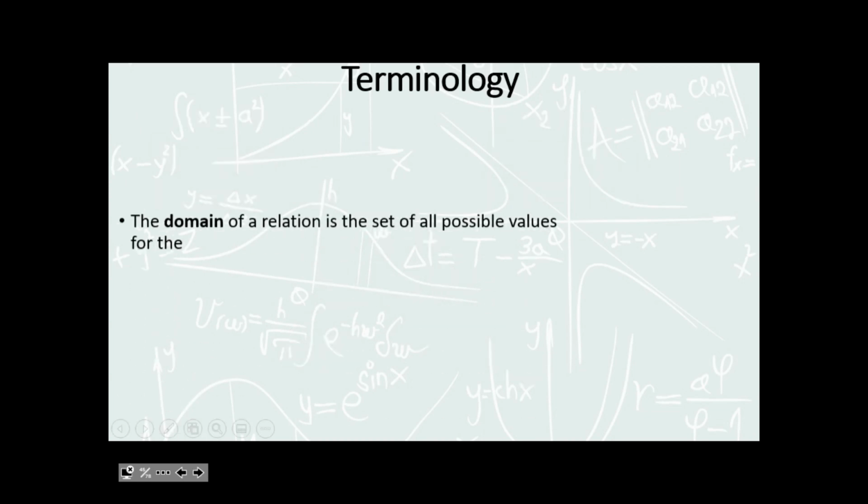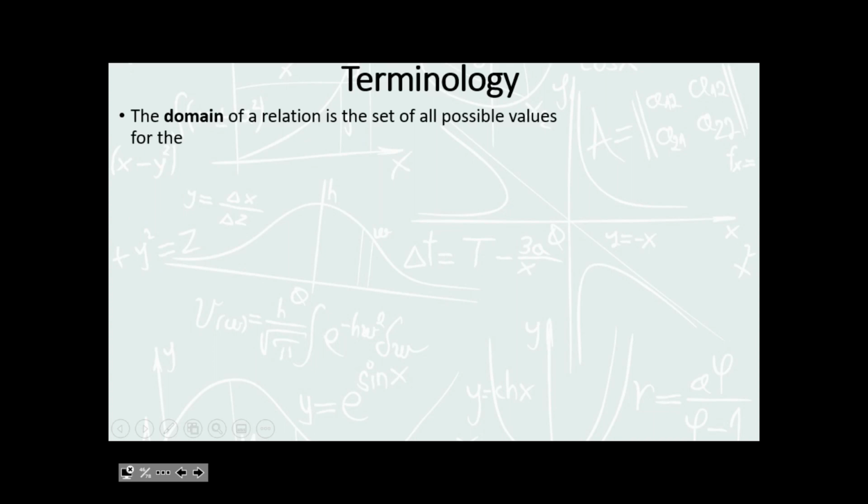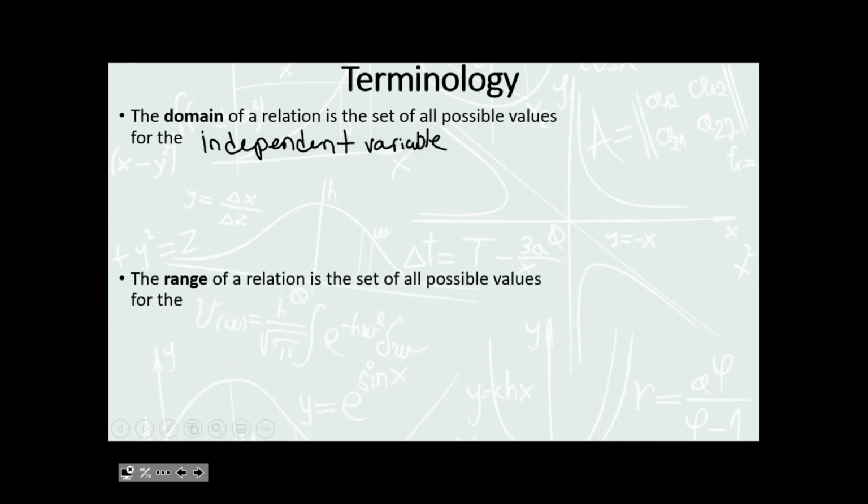All right, so some terminology. What we really got to get down to in these lessons is talking about domain and range. The domain of a relation is the set of all possible values of the independent variable. The range is the set of all possible values for the dependent variable.